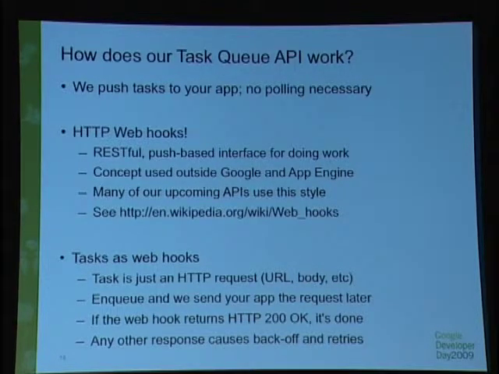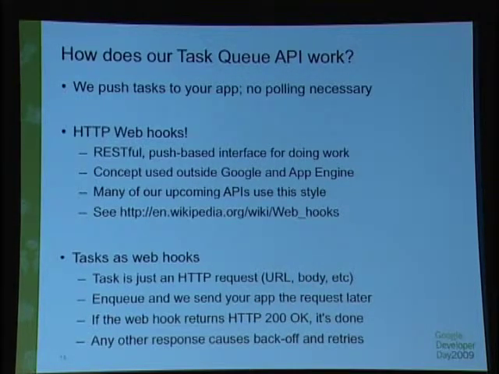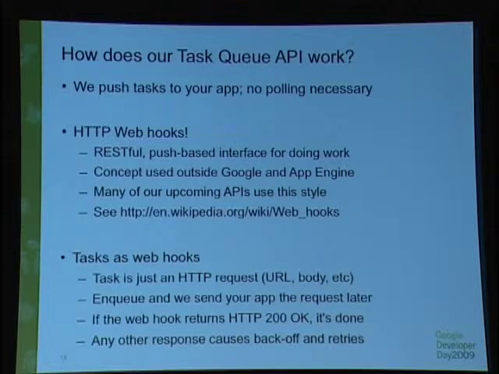What does that mean? So a task is just an HTTP request that you define. You say what the URL is, the method, the body, any headers you want to have on it, like a full description of that HTTP request. You enqueue it using the task queue add method I showed you, and then we'll execute it for you later. And if you return a 200 or 2xx HTTP response, then the task is done and we give up on it. Otherwise, we'll do exponential backoff and retry the task until it's successful. So that's the big difference. We're converting tasks into HTTP requests, which is a very familiar interface for App Engine developers and web developers in general.